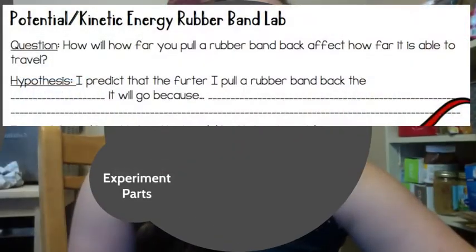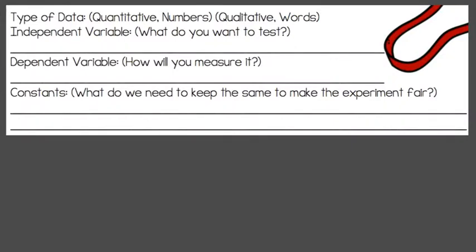So write your hypothesis. Remember, our hypothesis is an educated guess. And then fill in the parts of our experiment. So what type of data are we collecting here? Quantitative with numbers or qualitative with words? I'm going to share in 3, 2, 1. This is quantitative because we have numbers. We're measuring how far it goes.